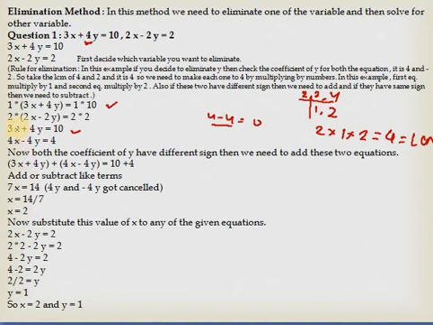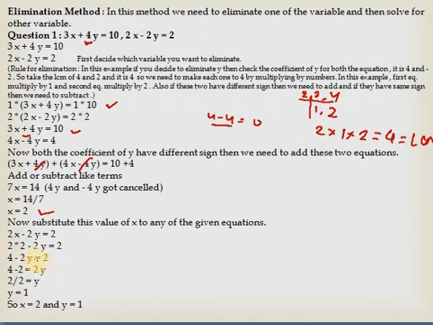In this situation we are adding these two. So this plus this equals 10 plus 4. Now 4y and 4y get cancelled. Then we can write 7x equals 14, 3 plus 4 is 7x, so x equals 2. Now we need to substitute this value into any of the equations, like 2x minus 2y equals 2. We can substitute the value x equals 2.